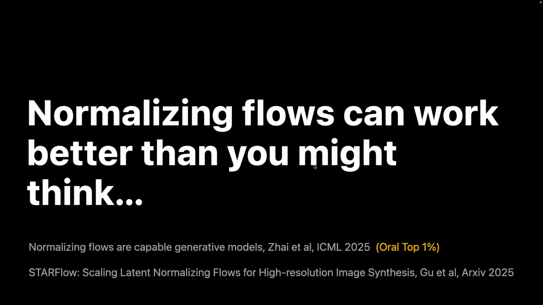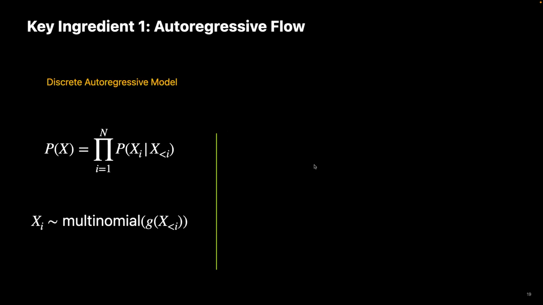The first one is our ICML oral paper led by Shuangfei, Normalizing Flows are Capable Generative Models. And another paper is what we call STARFlow, which is led by myself, doing this kind of scaling of latent normalizing flows for high resolution image synthesis. I'm on both papers, but the first one is really good. So basically the key idea is to marry diffusion to autoregressive. I will continue on something like that.